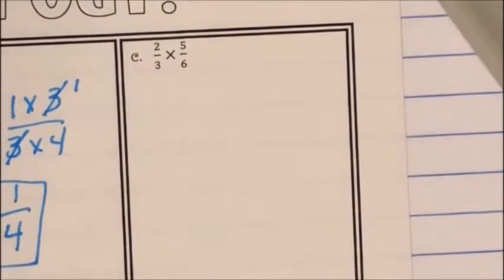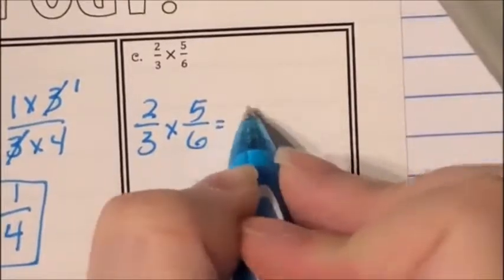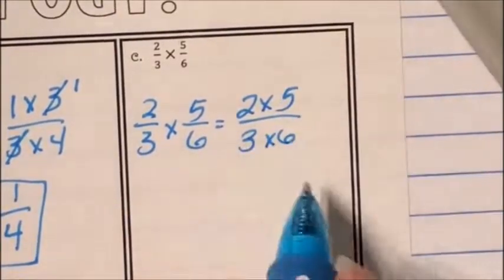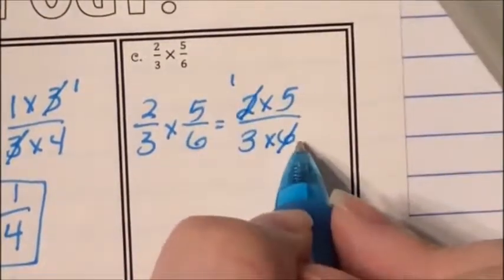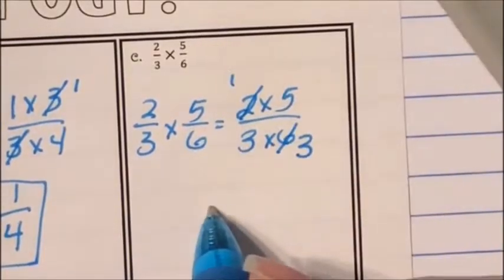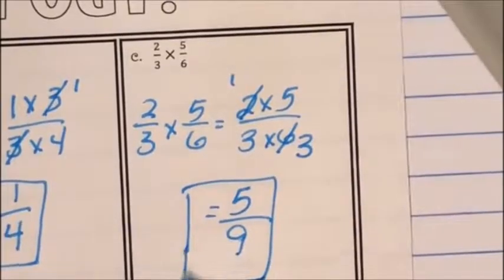Letter C is 2/3 times 5/6. So again, I multiply my denominators. I can notice that 2 and 6 can cancel. So I'm left with 1 and 3. 1 times 5 gives me 5. 3 times 3 gives me 9. So I get 5/9.